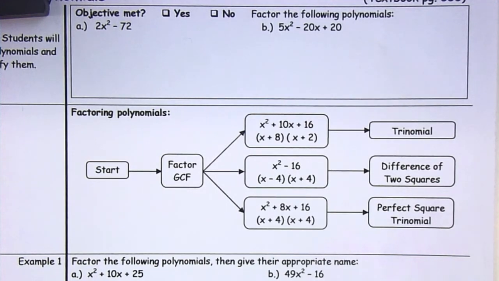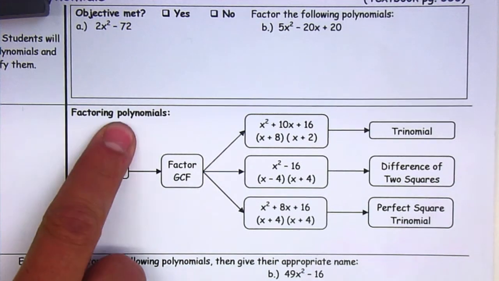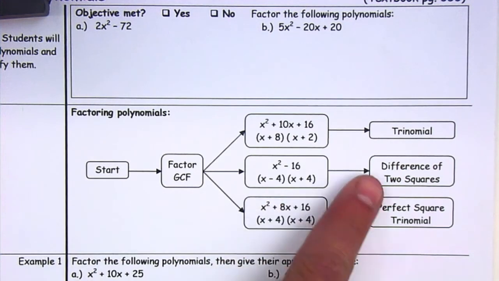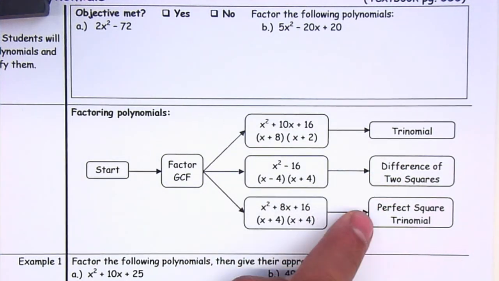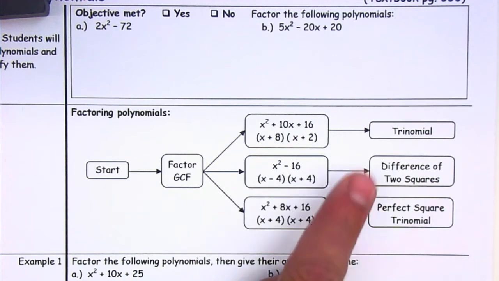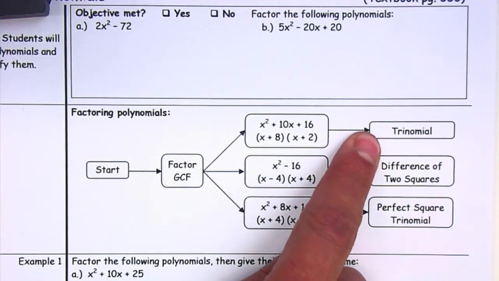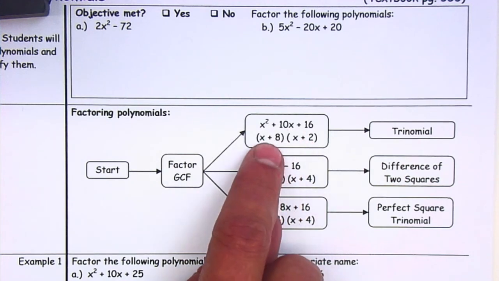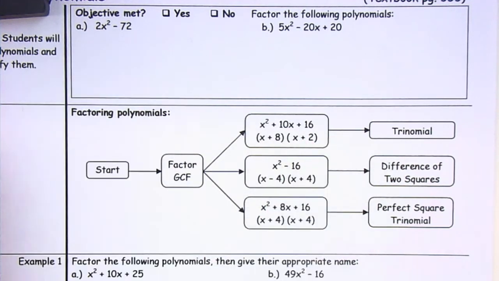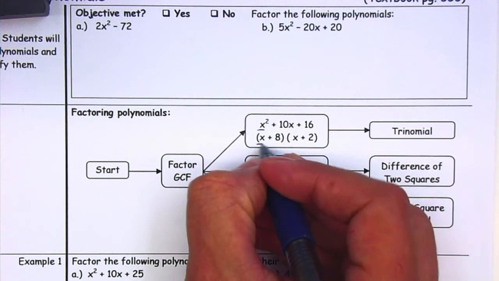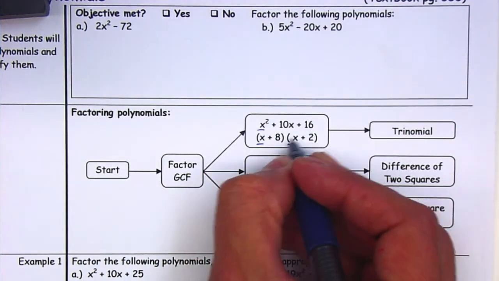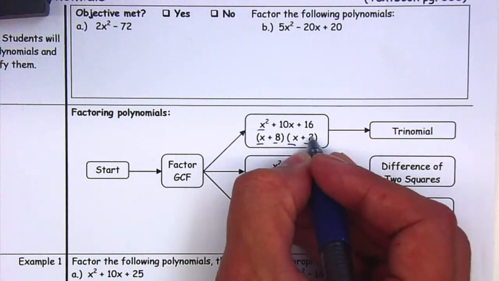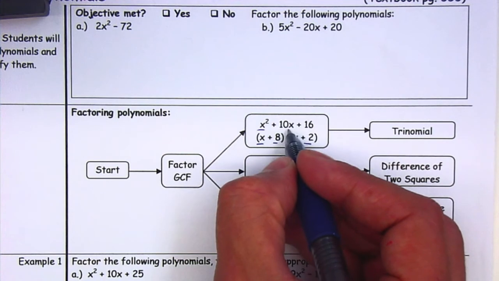In this lesson, we are going to be factoring polynomials, and we're going to be dealing with special types of polynomials. We are going to be dealing with difference of two squares and perfect square trinomials. We have done trinomials in the past where we have three terms and we do the double parenthesis to be able to factor. So factors of x squared will give us x and x. Factors of 16 will give us 8 times 2. If you multiply it together, you should end up with 10x in the middle term.